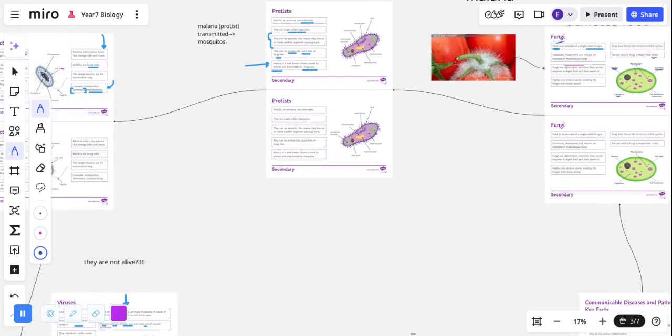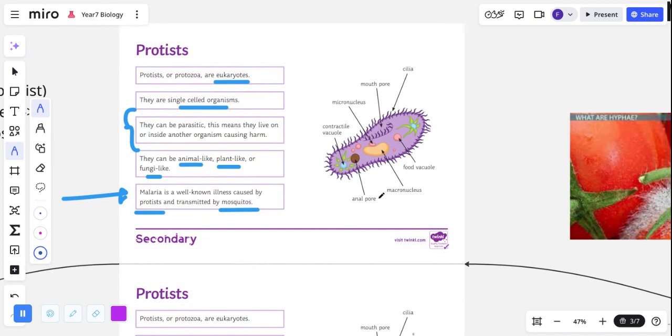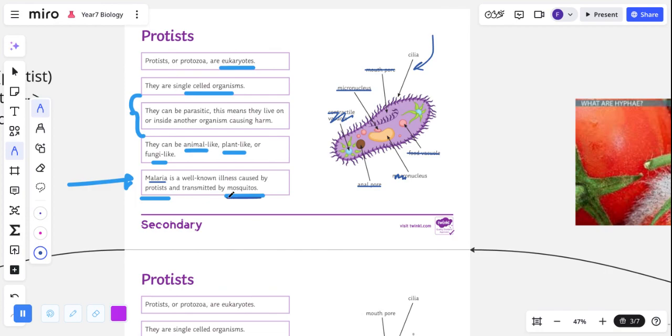Now, the protists, and I really don't like a lot of the notes that you young ones get. Most of these have nothing to do with anything that you will learn. So I don't care about micronucleus, mouth pore, anal pore, or food vacuole, and actually I don't care about macronucleus, I just care that it's got a nucleus. Cilia we've looked at in humans when we looked at specialized cells, and to be honest, I don't really care about contractile vacuole either. This is a protist. It is not a plant, not an animal, not a fungus, it's somewhere in between. They're really cool. You need to know that malaria is caused by a protist. I like the word Plasmodium, you need to get used to it. And it is transmitted by mosquitoes.